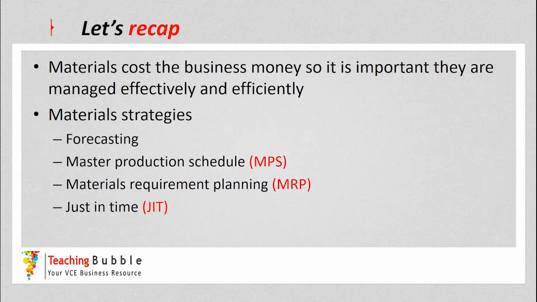So just to recap, materials cost the business money, so it's important to ensure that they're managed effectively and efficiently. And the 4 strategies we went through today, which are all in our study design so that you can be asked specifically about them, are forecasting, master production schedule, materials requirement planning, and just in time.